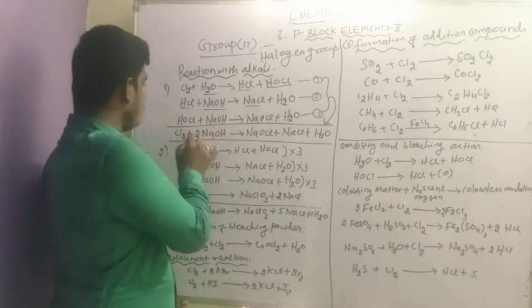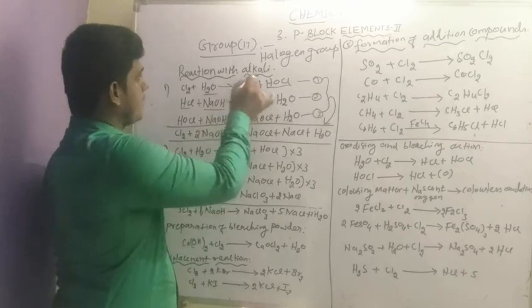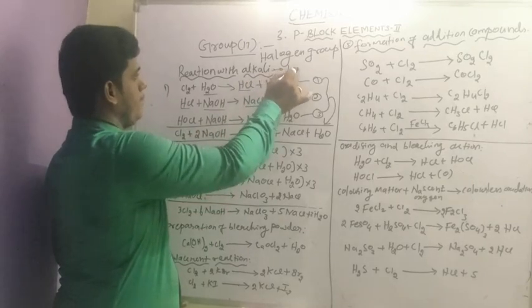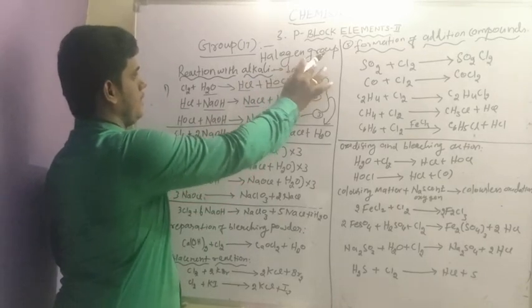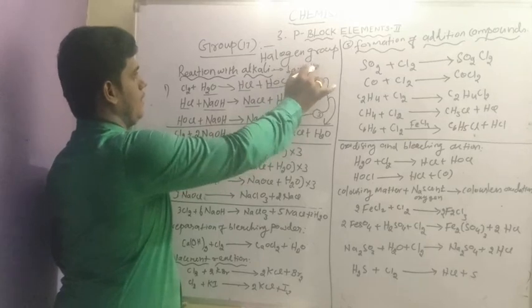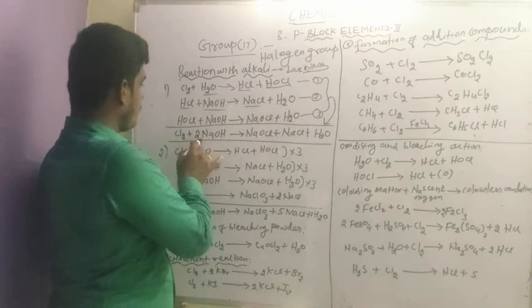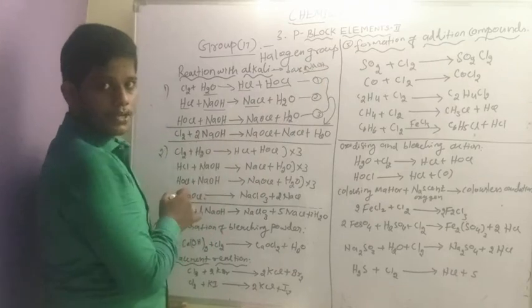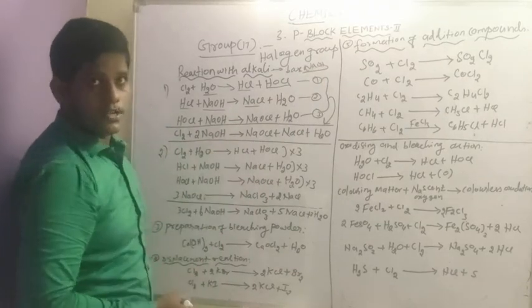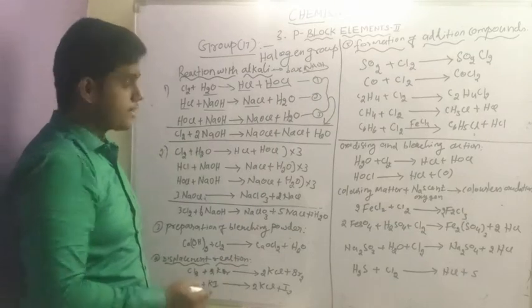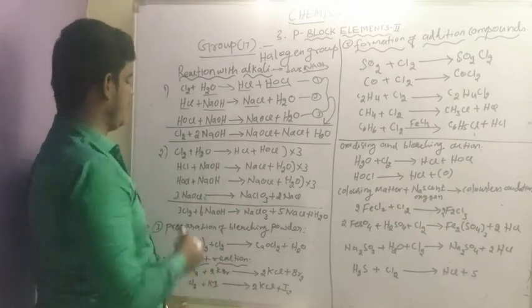So chlorine reacts with the base. Alkali is nothing but base, like NaOH. Two molecules of sodium hydroxide react to produce NaOCl, sodium hypochlorite. This is one of the reactions.